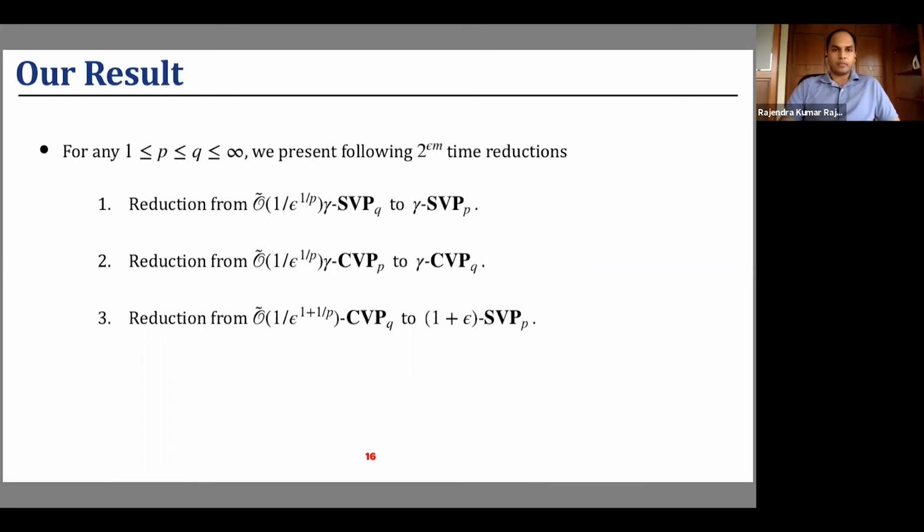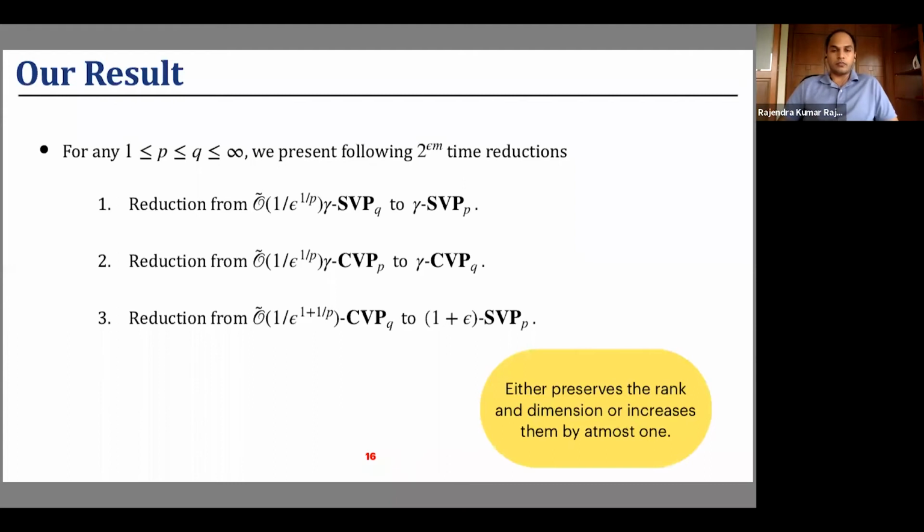So first, all these reductions have one very special property: they either preserve the dimension or rank, or increase it by at most 1. So these reductions are really good for us to study the fine-grained hardness of the lattice problems. We also believe that these problems are at least exponentially hard, and now we have an efficient reduction which preserves the problem size. So these reductions are good for studying the fine-grained hardness of these problems.